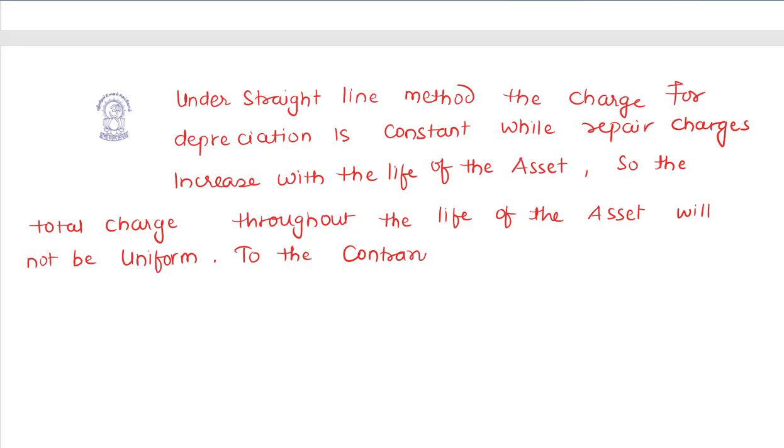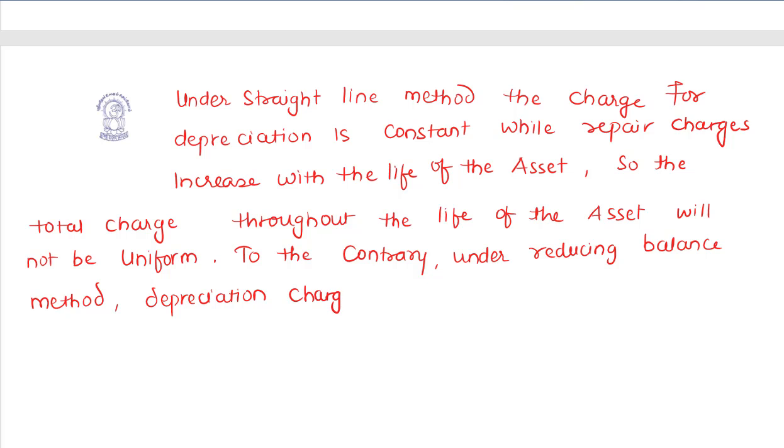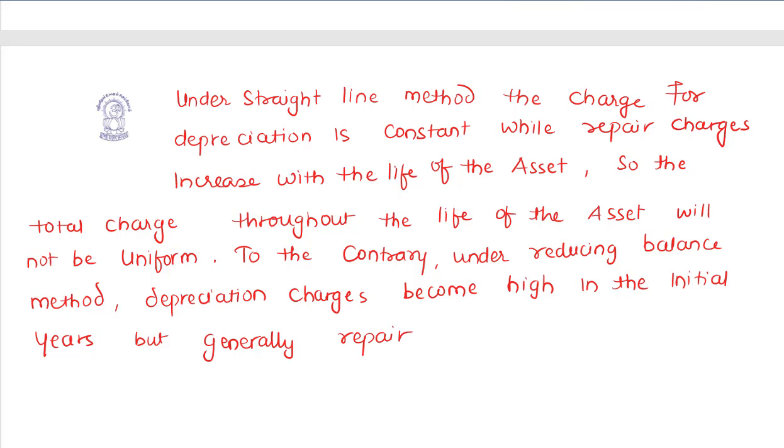To the contrary, under reducing balance method, depreciation charges become high in the initial years, but generally repairs remain low.